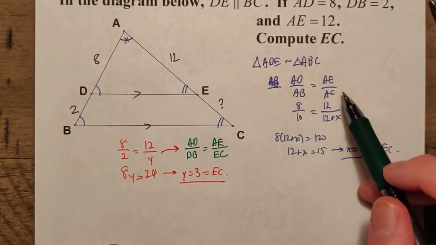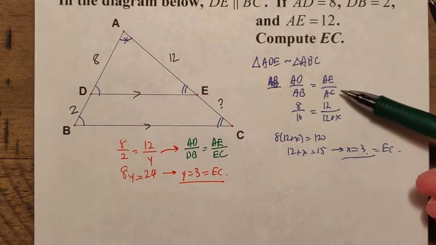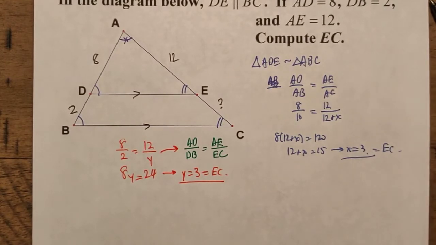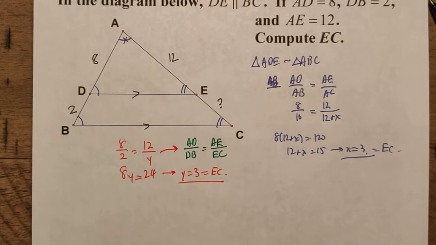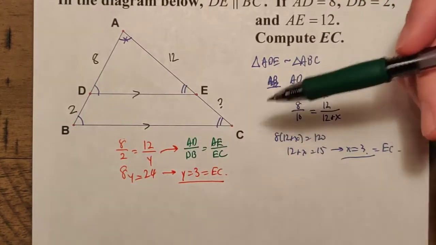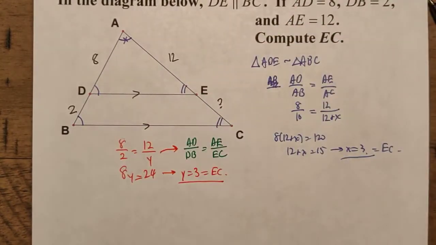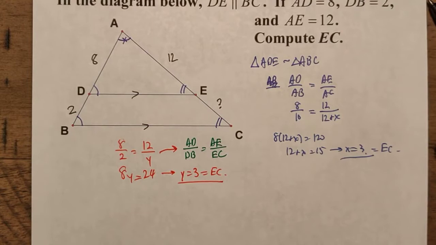Now note that this first proportion, we know was true because corresponding sides of similar triangles are proportional. But here, the thing to note is that DB and EC unfortunately are not corresponding sides. They really aren't. AD and AE are sides, but DB and EC aren't. So technically this proportion shouldn't work, because I'm comparing a side to something that's not a side. And yet we end up with y equals 3 at the end.